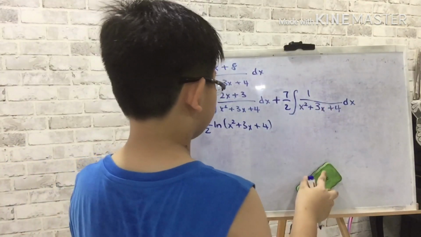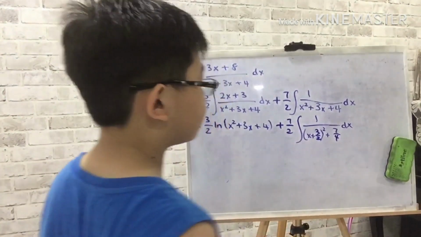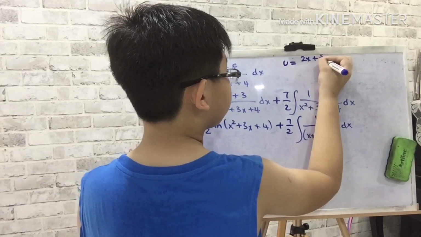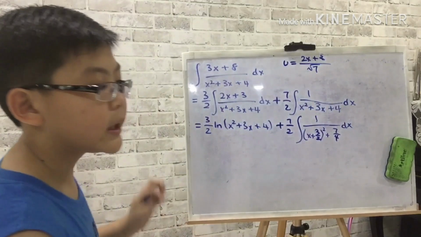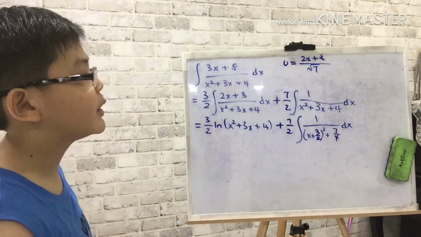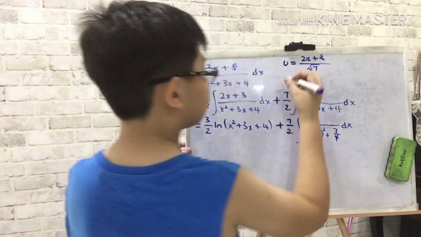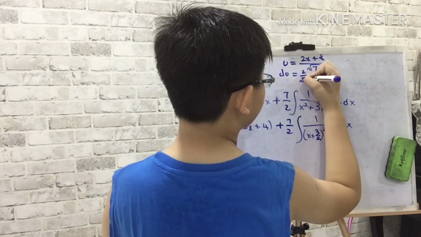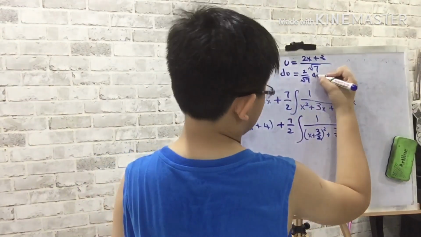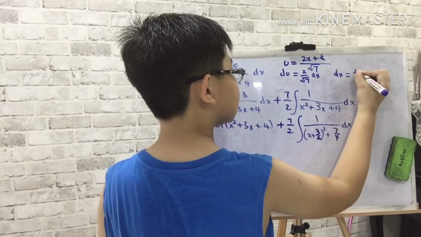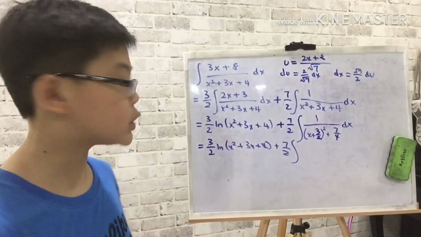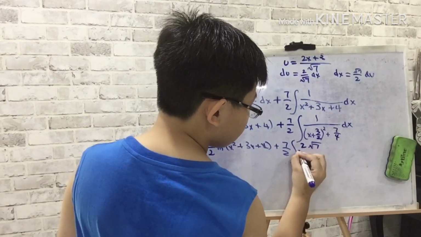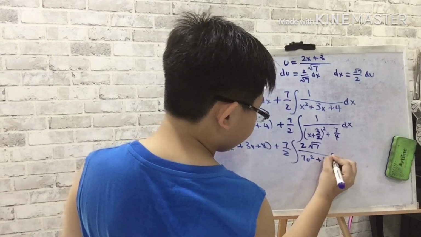So now I'm just going to solve this one. Okay, so rewriting this, we get this. Now I'm just going to use U-substitution. U is equal to 2x plus 3 over square root of 7, and I'm going to leave the square root of 7 on the bottom. Anyway, we get du to be equal to 2 over square root of 7 dx, and then we get dx to be square root of 7 over 2 du. I'm not going to show you the steps, but it's easy to show that this is just 2 square root of 7 over 7u squared plus 7 du.